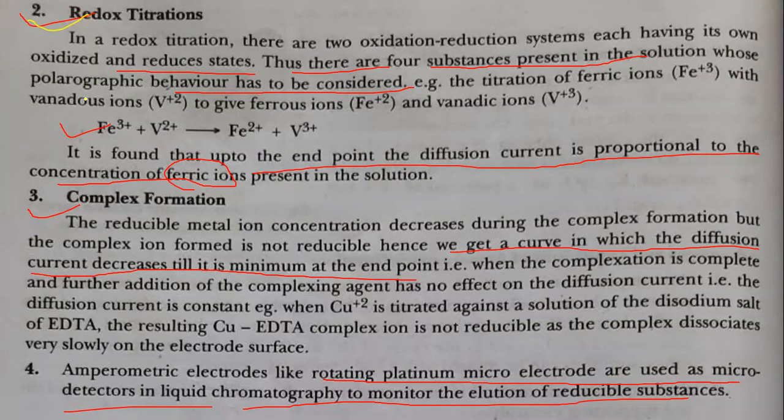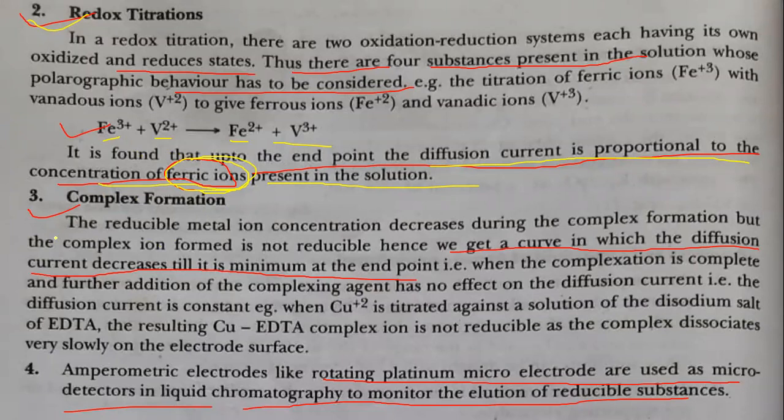So for the redox titration like Fe3+ versus V2+, vanadium 2+, they give this product. But it is observed in this case that till the end of titration, the ferric ion is an active species. Okay, it is found that up to the end point, the diffusion current is proportional to the concentration of Fe3+ ion. Okay, and the ferrous and ferric, 2 ions are there.